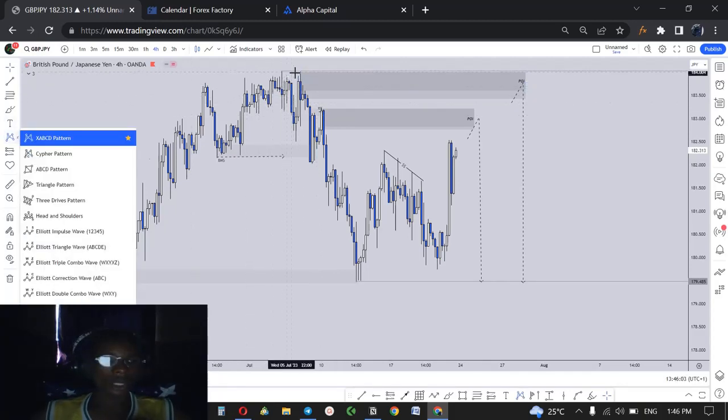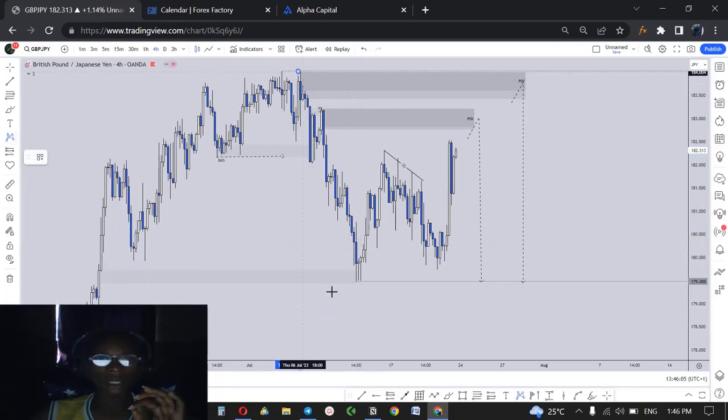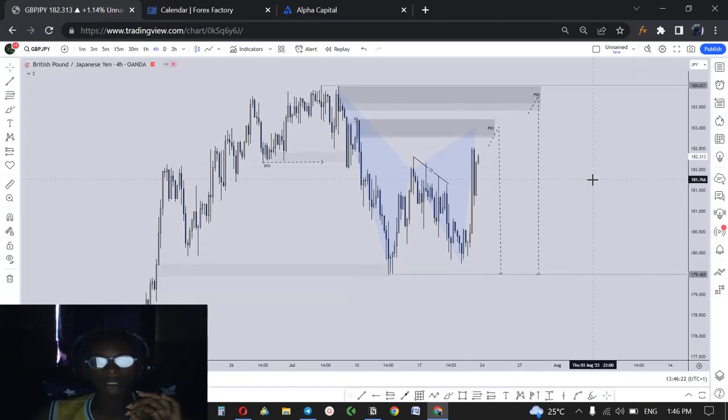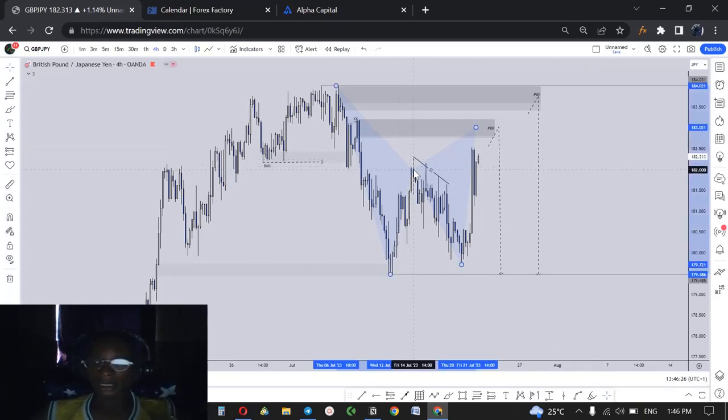So let me quickly draw that harmonic drawing. Let me bring that harmonic tool, so that we can see how the harmonic pattern looks very clean. So we have our X, A, B, C, D, right? So this is a Garley harmonic pattern. This is a very, very clean Garley harmonic pattern, right?